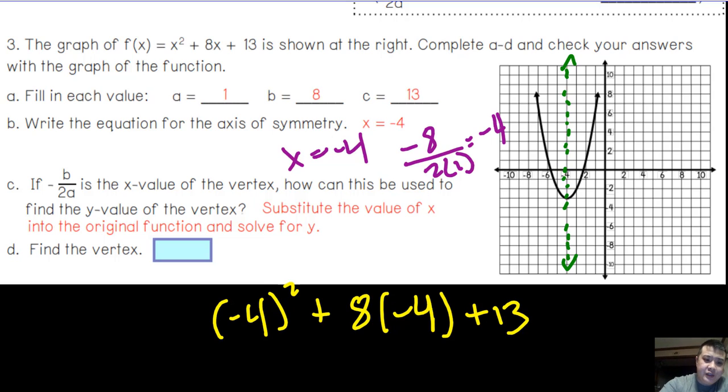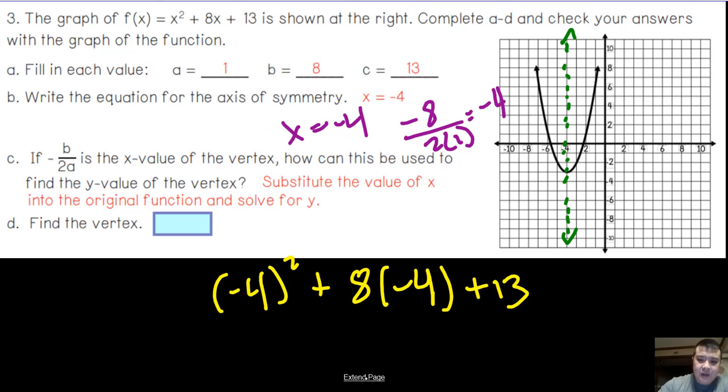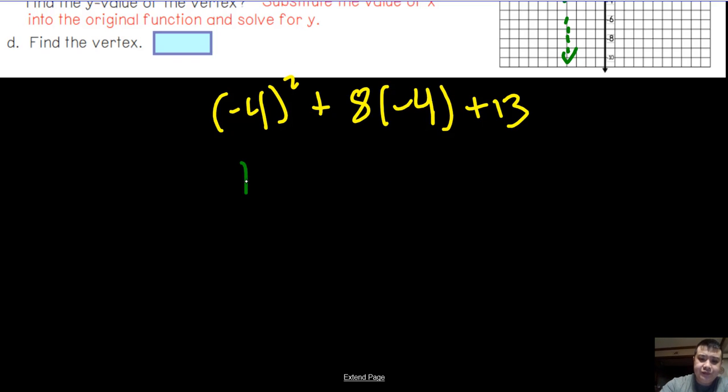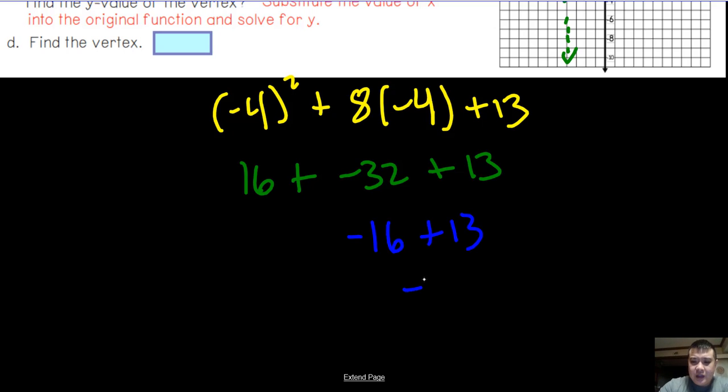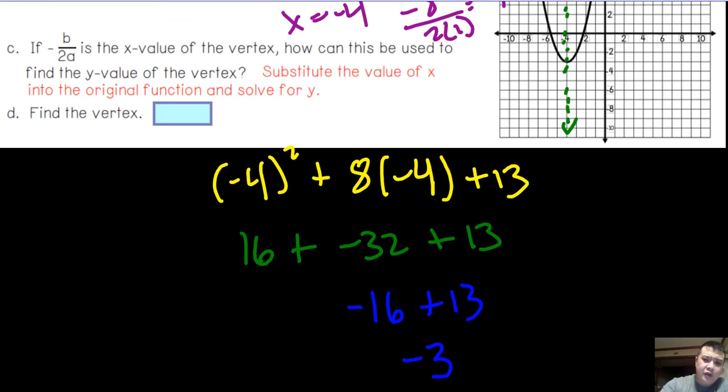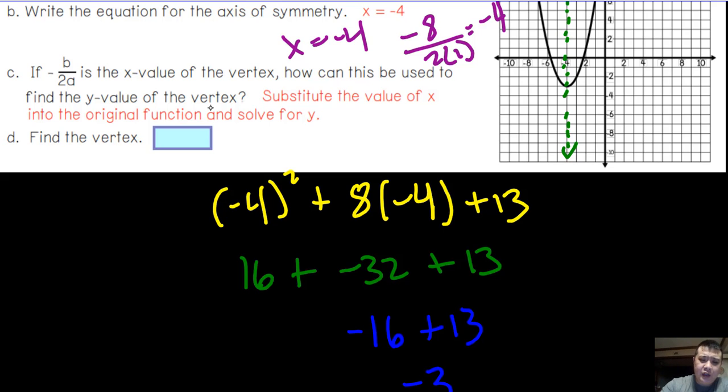That's going to be 16 plus -32 plus 13. 16 plus -32 is -16, plus 13, which gets us -3. So our coordinates are going to be -4, -3.